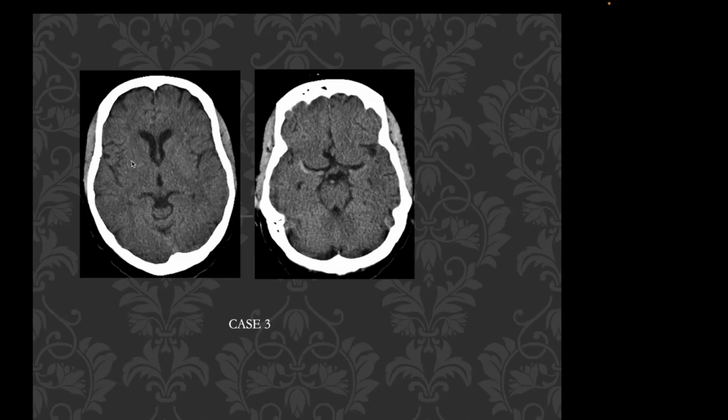On this side, you can see loss of the lentiform nucleus. So look at the difference between the basal ganglia, left and right, and this finding in conjunction with this finding would support that the patient has a large vessel occlusion.